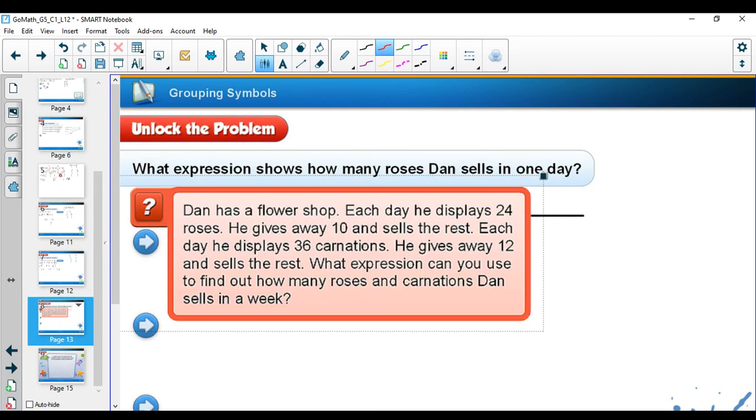Last one for this day. Here we need to write an expression to show how many roses Dan sells in one day. It says Dan has a flower shop, and each day he displays 24 roses. He gives away 10 and sells the rest. Each day he displays 36 carnations. He gives away 12 and sells the rest. What expression can you use to find out how many roses and carnations Dan sells in a week?